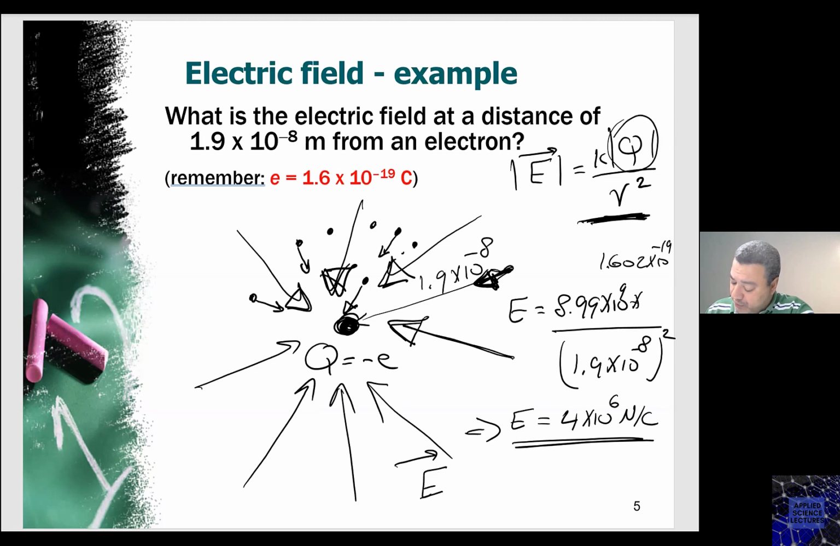Now if you want to verify what I have just said, try to calculate the electric field at a closer point. You will see that the magnitude is stronger. The direction is the same, toward the electron. However, the magnitude is greater than this magnitude. Okay, so let's move on.